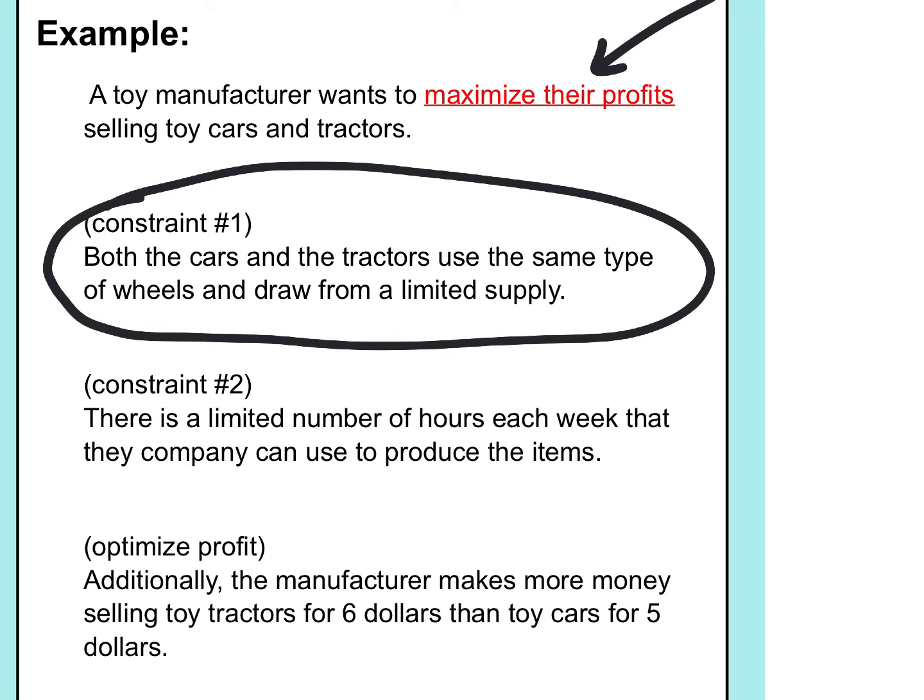Imagine that they're making little toy cars and little toy tractors. And let's say that they use the same type of wheels and they only have so many wheels. If you only have so many wheels, then you can only make so many cars and tractors. And if you make more tractors, then you'd have to make less cars. Okay, so that'd be a real world constraint where you only have so many tires. Does this happen in the real world?